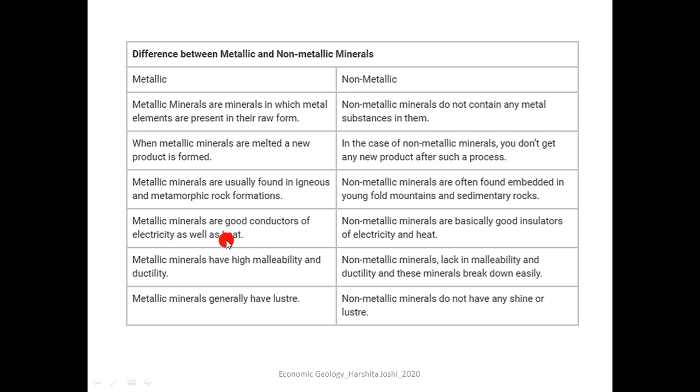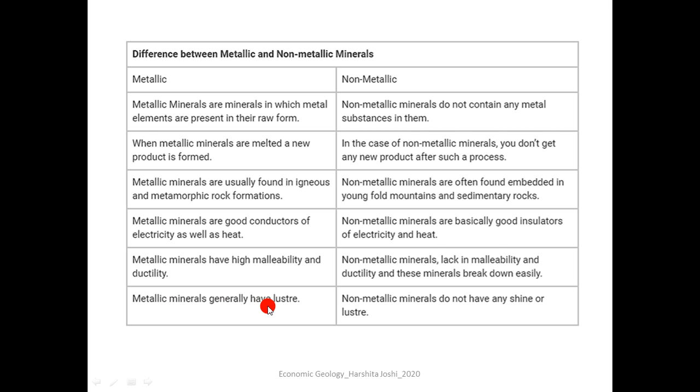Metallic minerals are good conductors of electricity as well as heat. Non-metallic minerals are usually insulators. Metallic minerals have high malleability and ductility because of the property of metal, and non-metallic minerals break down easily and are not even malleable.